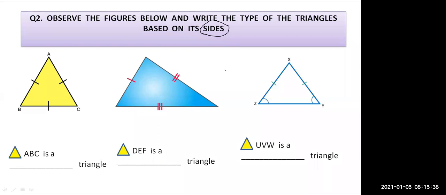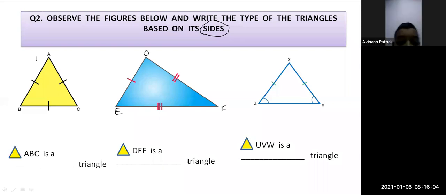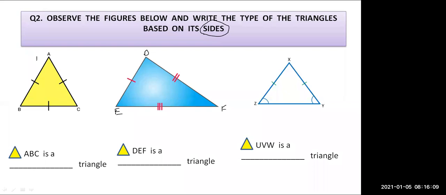Now all of you observe the sides all the three triangles have. Observe first triangle, then observe second, then observe third, and try to name the triangles. This is your second triangle, triangle DEF. Anyone can give me the name of the first triangle? This is the first triangle. Equilateral triangle. Very good, Avinash. It is an equilateral triangle.